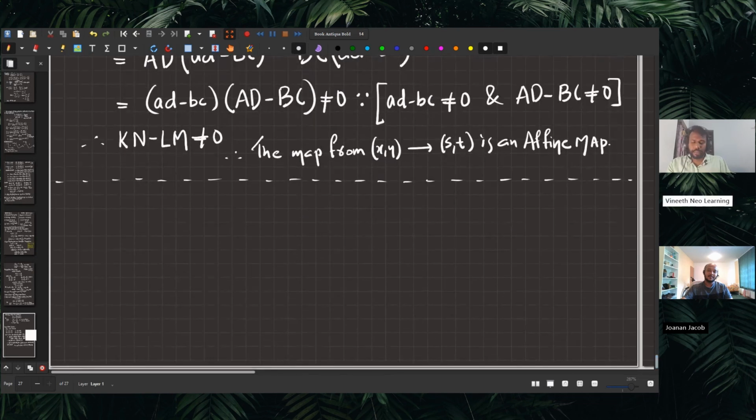Now today let's do some problems regarding this affine transformation. First of all, let's look at some problems. Let's first look at affine transformation between ellipses.